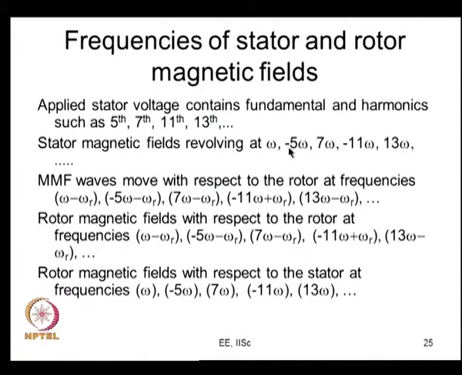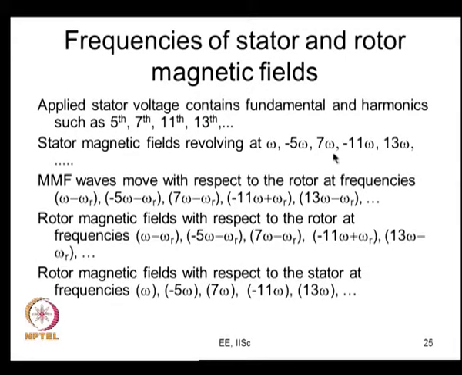Now, next you have the 7th harmonic. What does the 7th harmonic do? It also produces a rotating magnetic field. Of course, it is not as strong as the fundamental, but whatever the strength may be, it produces a magnetic field. And what frequency does the magnetic field rotate at?